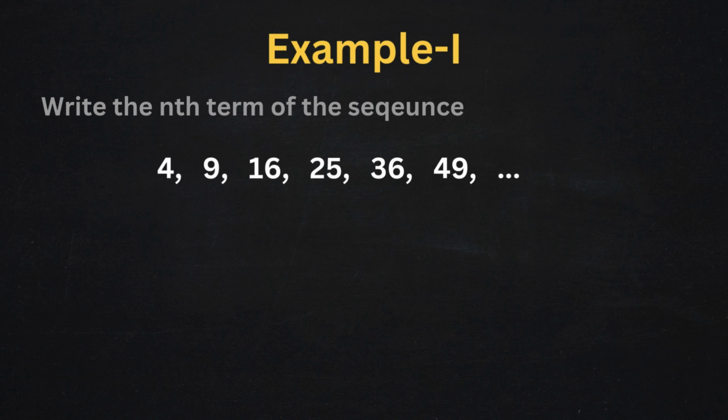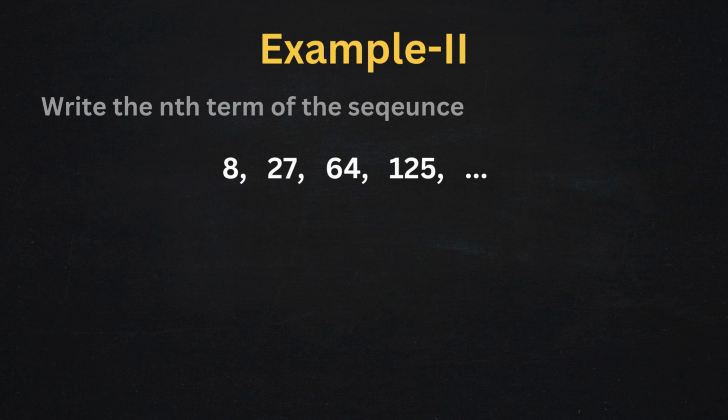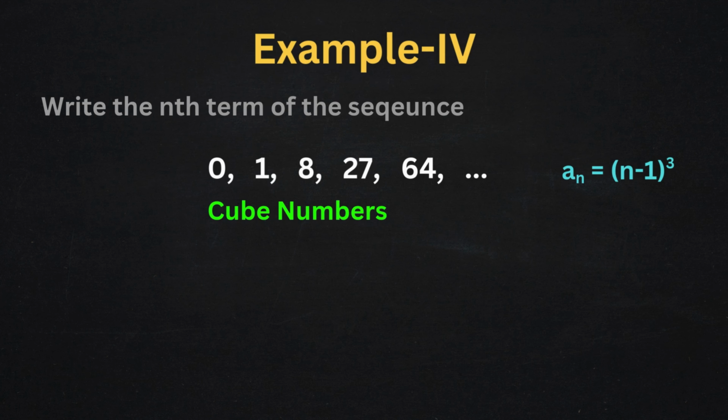In the first example, we recognized square numbers, as the sequence started from 4 instead of 1, so one term was skipped. Hence, we used n plus 1 instead of n. In the second case, we recognized the sequence as cube numbers. Again, instead of 1, it started from 8, so again one term skipped, therefore we replaced n with n plus 1. In the next one, 2 terms were skipped, so we replaced n with n plus 2. In this sequence, there was a backward shift.